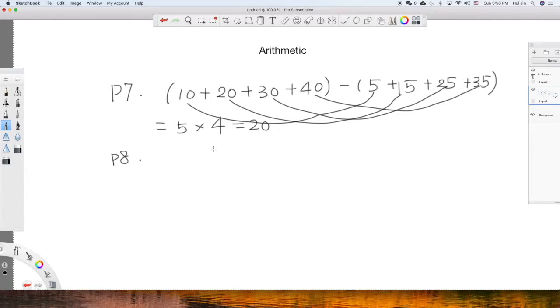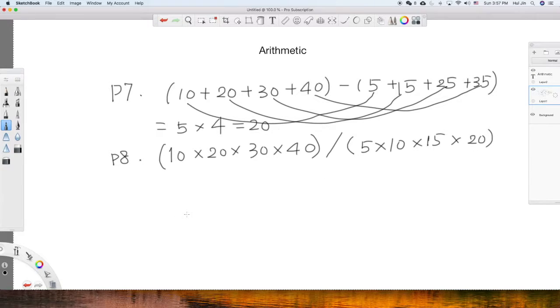The next question is about division. And the question goes 10 times 20 times 30 times 40 divided by 5 times 10 times 15 times 20. Okay, pause for a moment to see if you can figure it out very quickly.